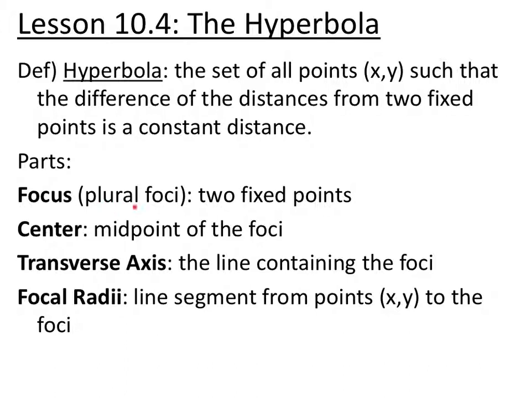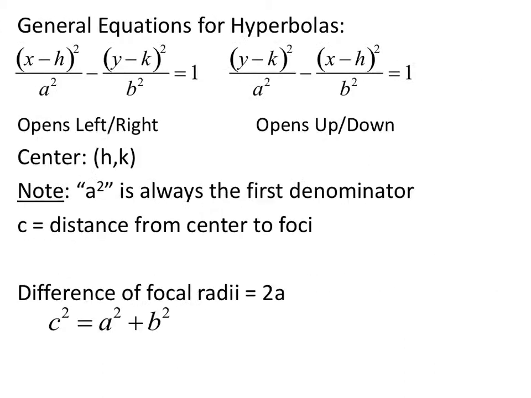There's still two foci. There's still a center. Instead of a major axis, we call it a transverse axis, and then there's still two focal radii. The equations of a hyperbola and an ellipse are also very similar. The difference is that, again, it's a difference instead of a sum. So there's a minus in the middle instead of a plus. It still has to equal 1. (h, k) is still your center.